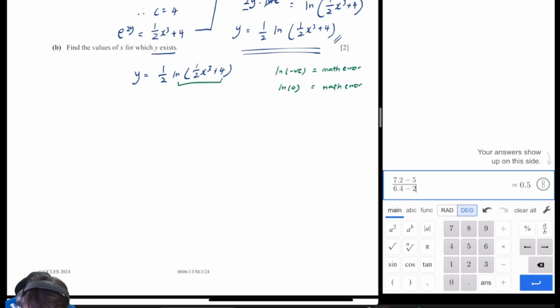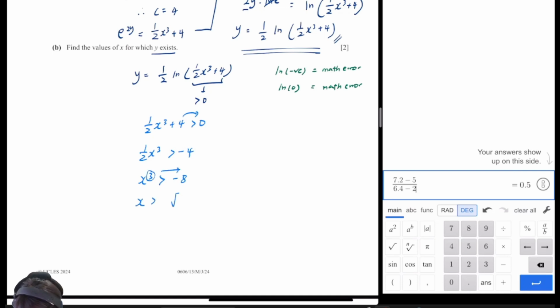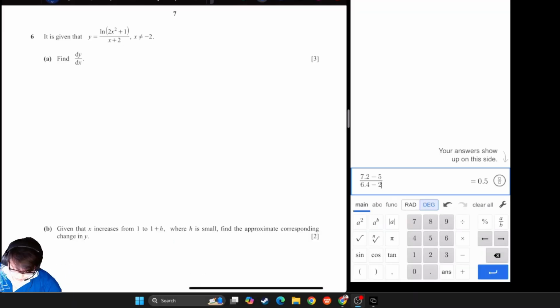So for your conditions, you have to make sure that all the things inside here have to be greater than 0 for sure. So what you need to do, just take 1 over 2x cubed plus 4, make it greater than 0. Move to the other side, minus 4. Then there will be minus 8, negative 4 times 2, 8. Move over, then just cube root the negative 8. x will be greater than minus 2. So the only condition for you to not get a math error is to put any x value that is greater than negative 2.